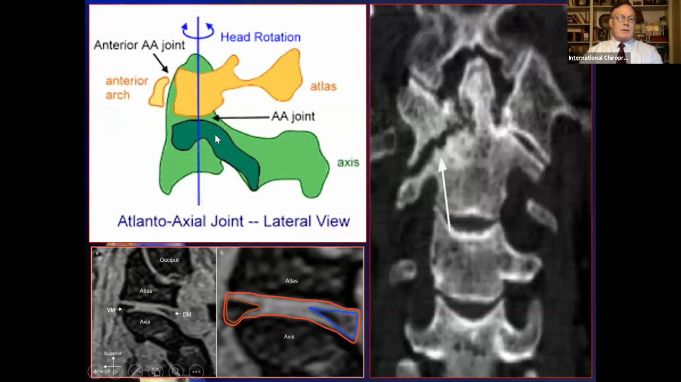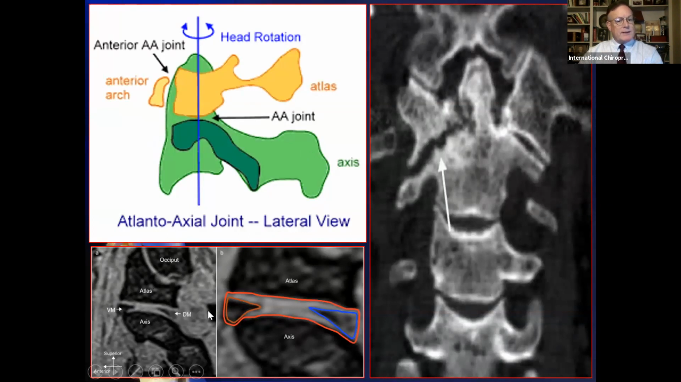Now, let's talk about the C1-2 relationship. It's so unique. Remember, it's a two-football relationship. You got biconvex opposing surfaces. You got the lower articular surface of C1, and you got the superior articular surface of C2. This joint is set up exactly the same way as we saw in that picture. So here's the atlas, and there's the meniscoid.